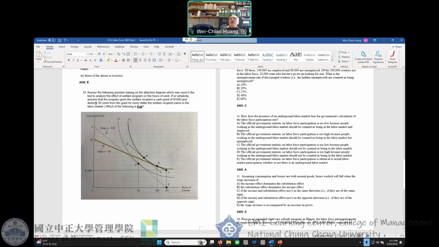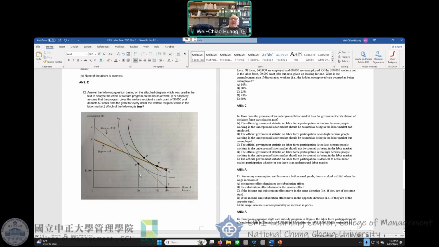You're going to get a $995 cash grant, not zero, 995 plus the $10 wage you earn, you have the total income of $1,005, which is bigger than 1,000, right? So that might preserve some work effort, work incentive. Which of the following is true?